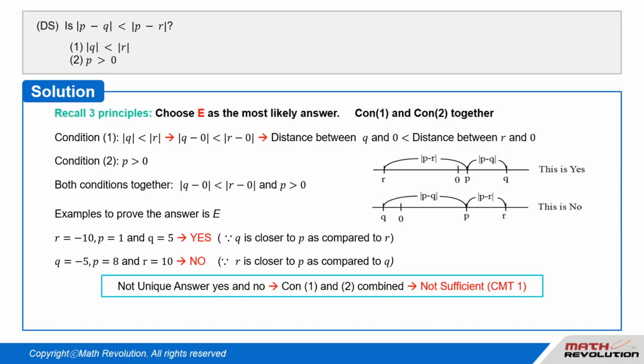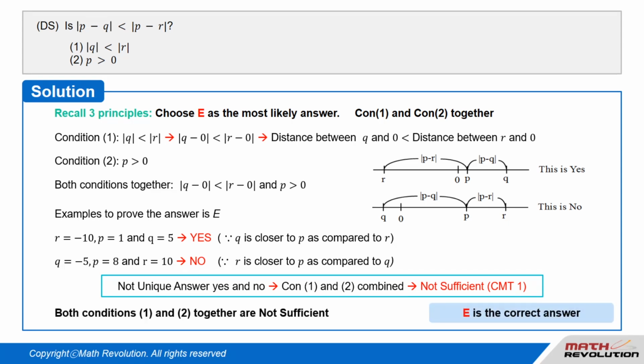We do not get a unique answer, yes and no, so the conditions combined are not sufficient by common mistake type 1, which means that you get both yes and no as the answer. It is not sufficient. Both conditions 1 and 2 together are not sufficient, so E is the correct answer. Answer, E.